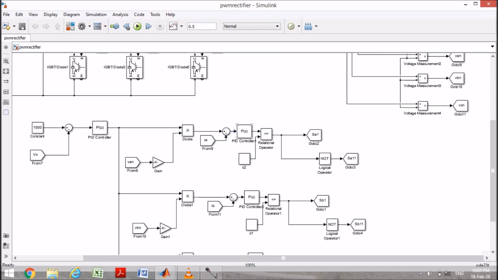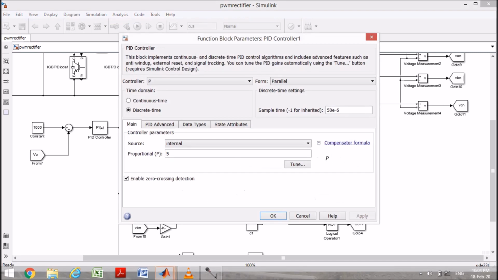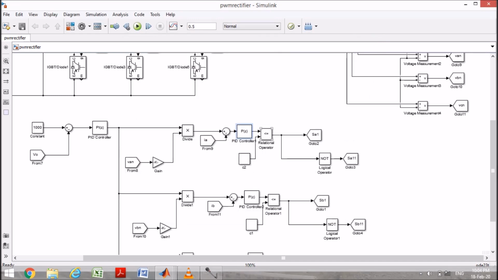That error is passed through a proportional controller. Here only a P controller is enough, and I have taken a P controller of 5. Actually the PI controller values are random, I have taken them by trial and error method, and here also you have to give sample time 50 e power minus 6. Then this is a modulating waveform.